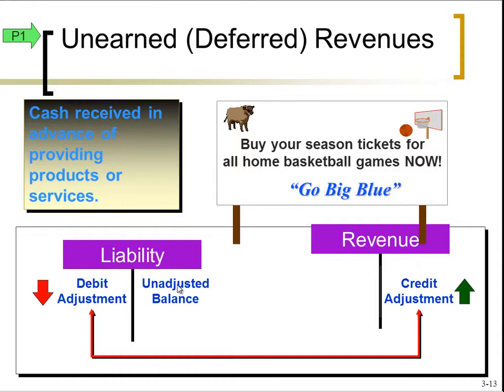So that's where the unadjusted balance falls. But over time, we're going to debit that to reduce the liability, and we're going to credit revenue. So we're basically moving it from a liability to a revenue to show that we've earned it.